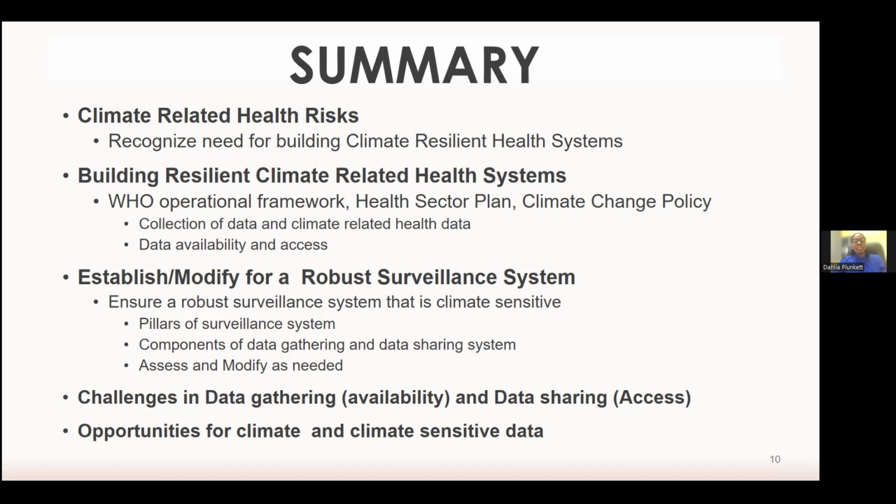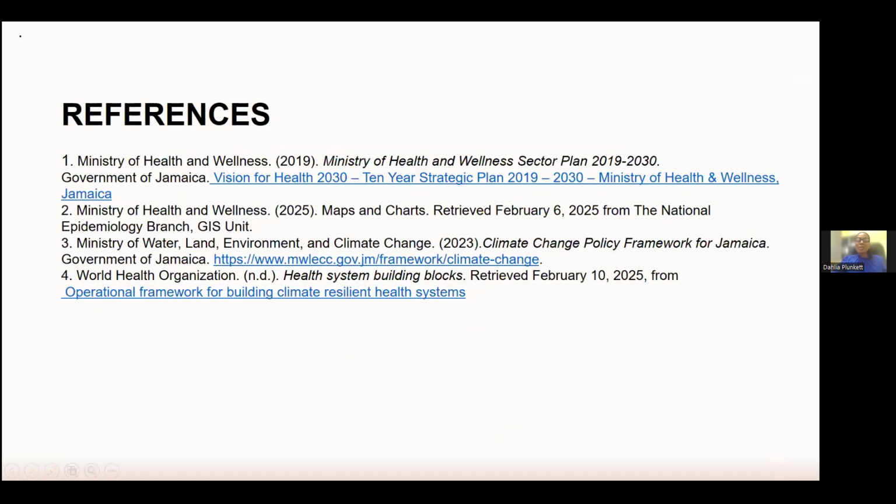Also, we spoke on some challenges that we may experience in data gathering or data sharing, and we also spoke on some opportunities for climate and climate sensitive data. And so I'm happy to answer any questions specific to any of these at the end.